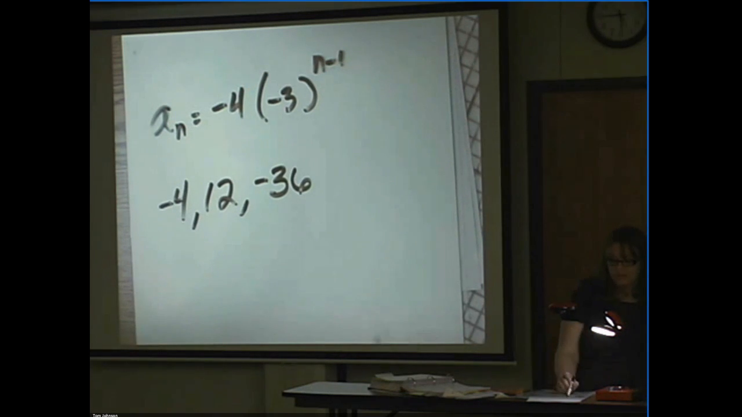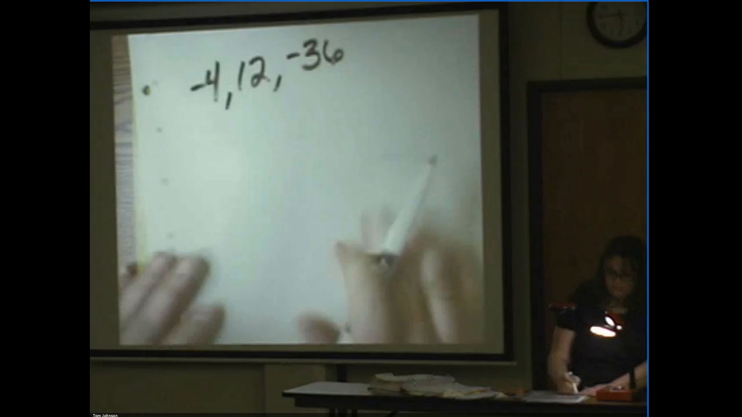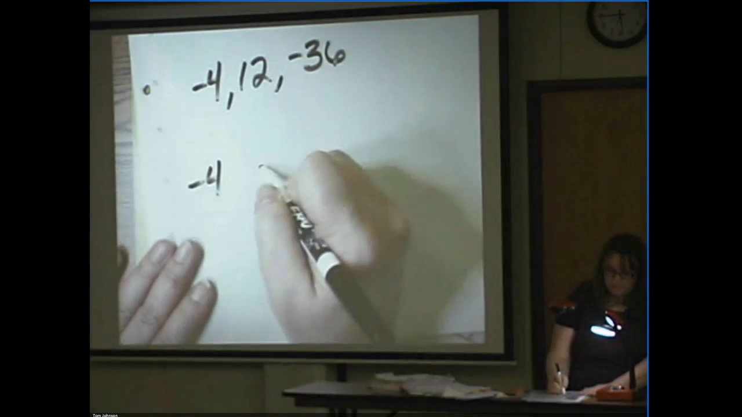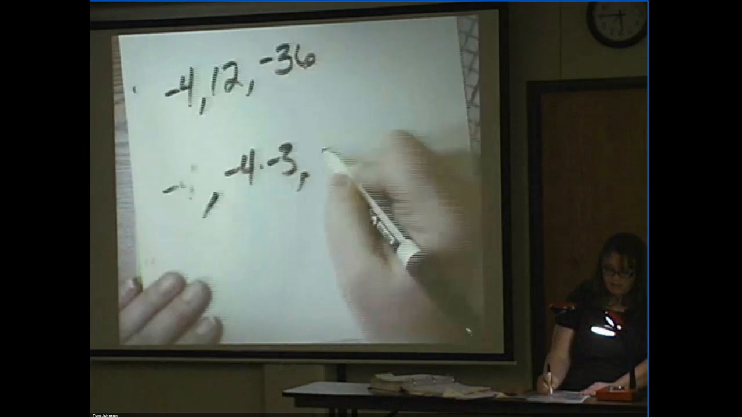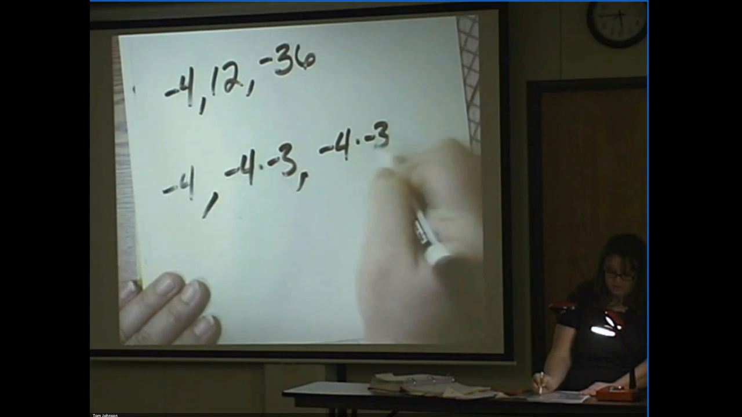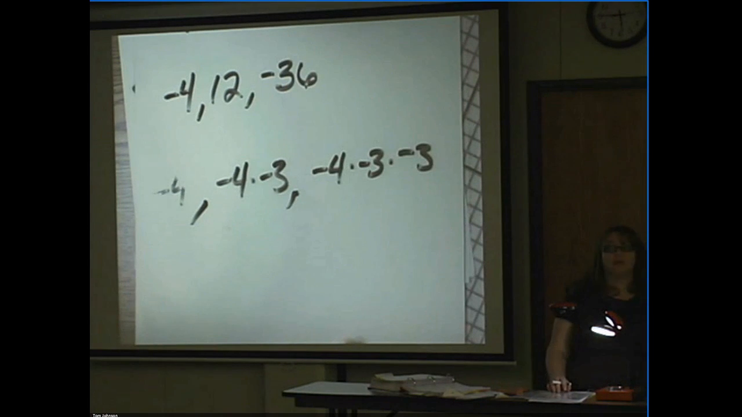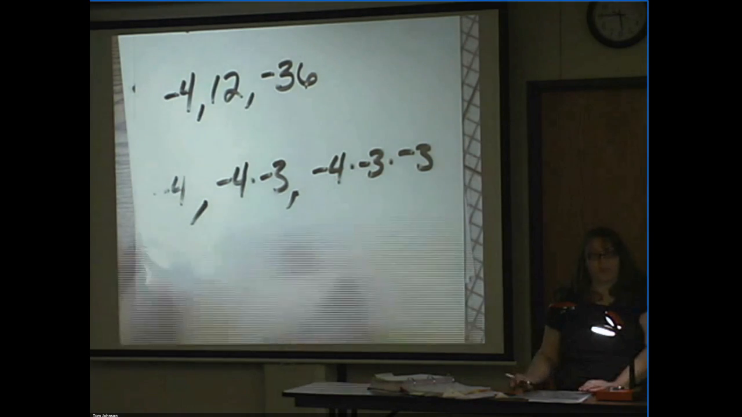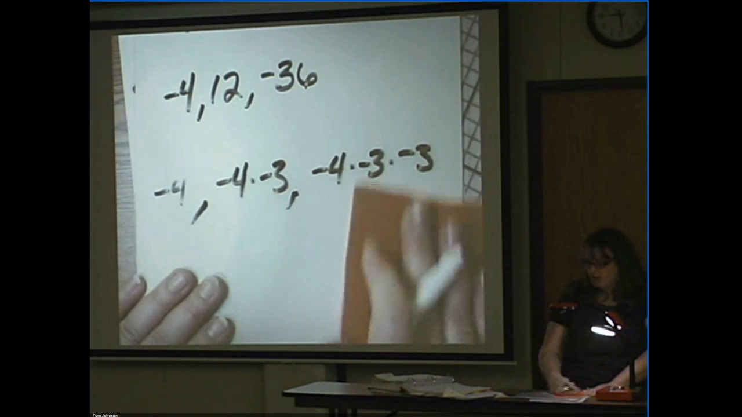So hopefully you can see, because this is a multiply, each time we're multiplying. If I take my first number, it's just negative 4. Then my second number is going to be negative 4 times negative 3. The next number is going to be negative 4 times negative 3 times another negative 3. We're just going to be adding those negative 3's each time. So this is a geometric sequence, because we're changing it by multiplying each time. So that was just a little bit funny on the notation.